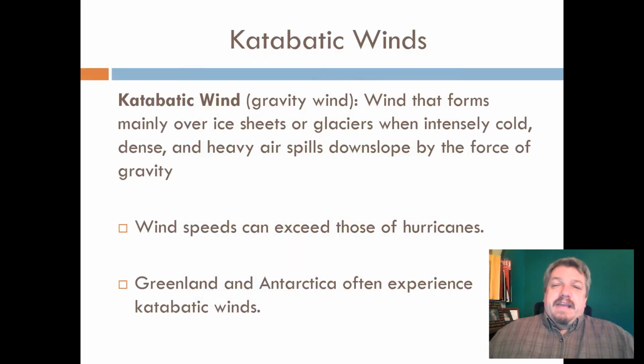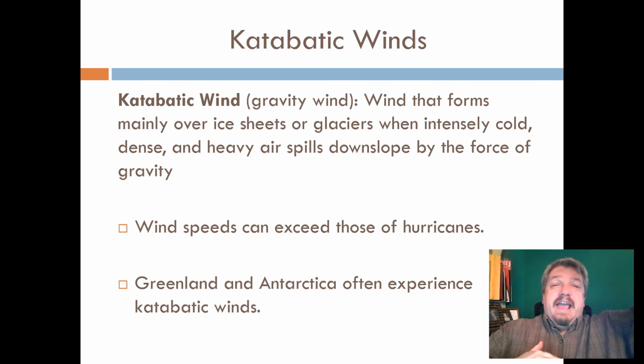All right. Now the Katabatic wind, this is the last one. This is the odd one. This is gravity, and it forms in a very unique place, basically Greenland and Antarctica. These are gravity winds. Greenland and Antarctica are covered with ice. We're going to talk about that in a little bit. But the ice and the glaciers can be 2 to 3 miles thick. So that means that the air on top of the glacier is at an altitude of 2 to 3 miles.